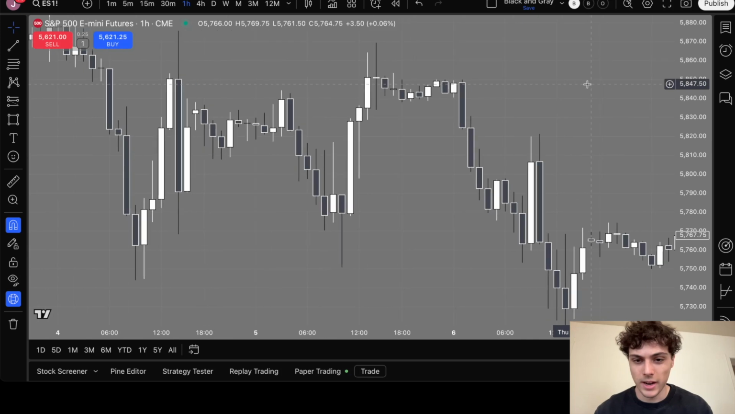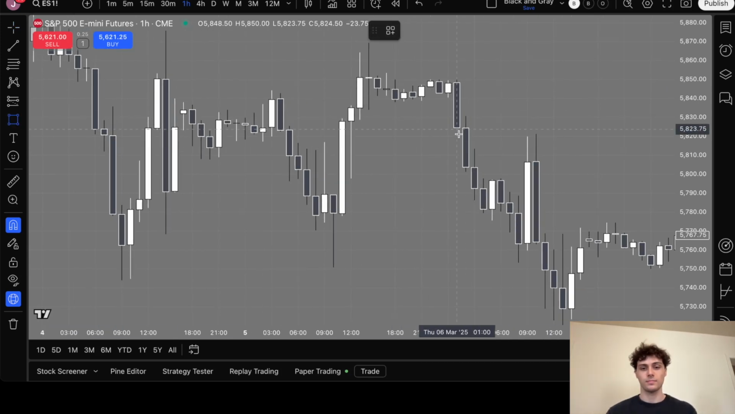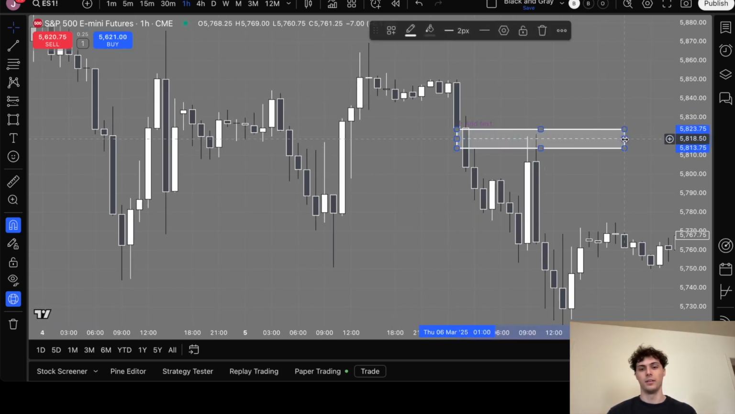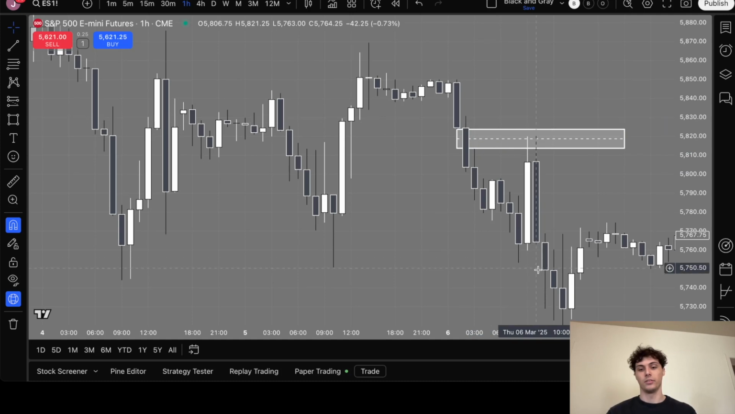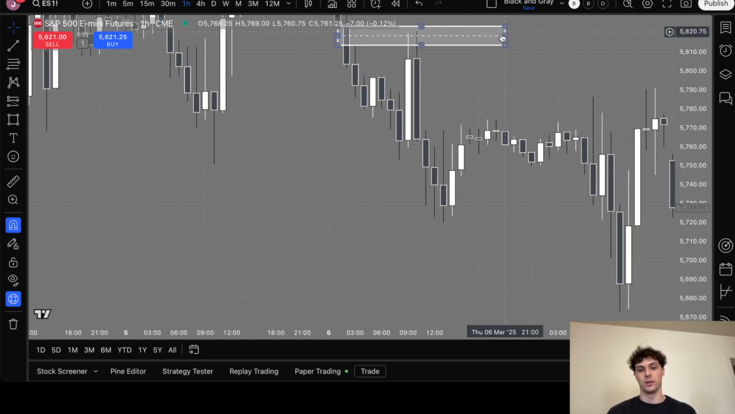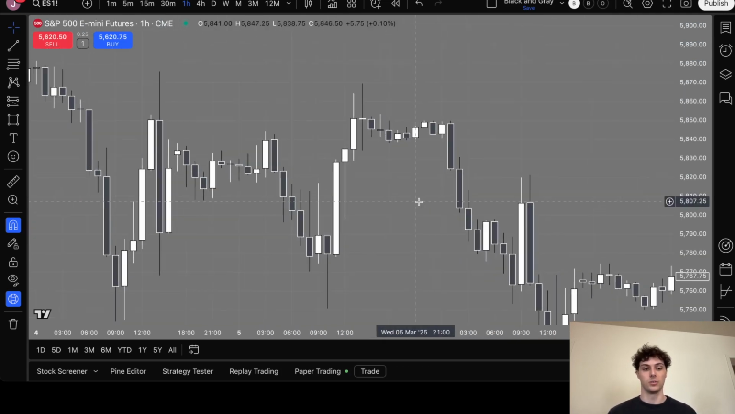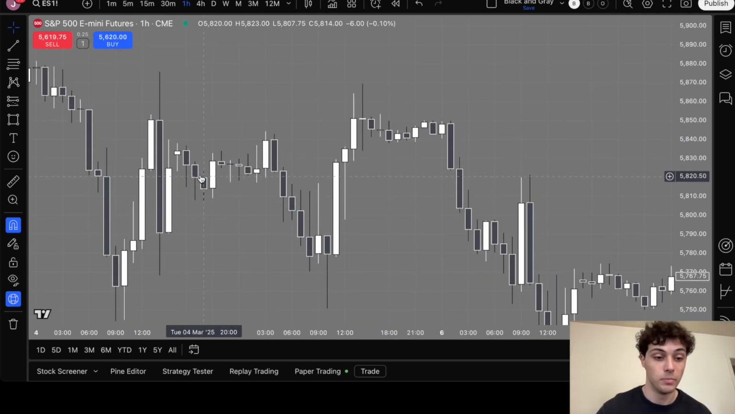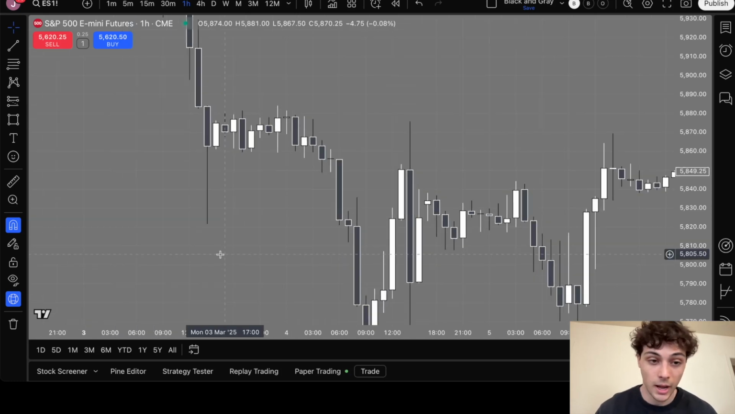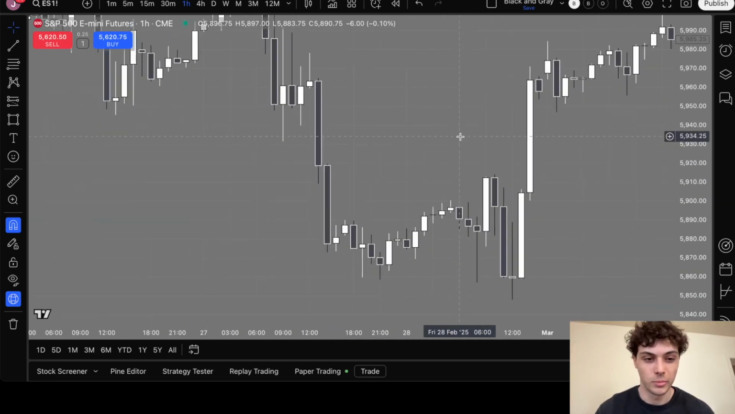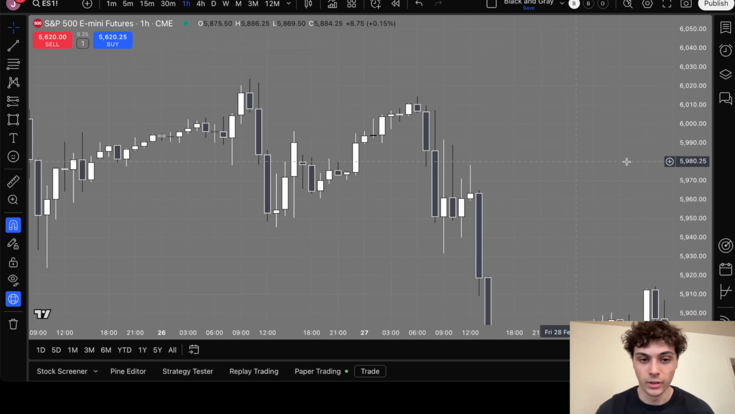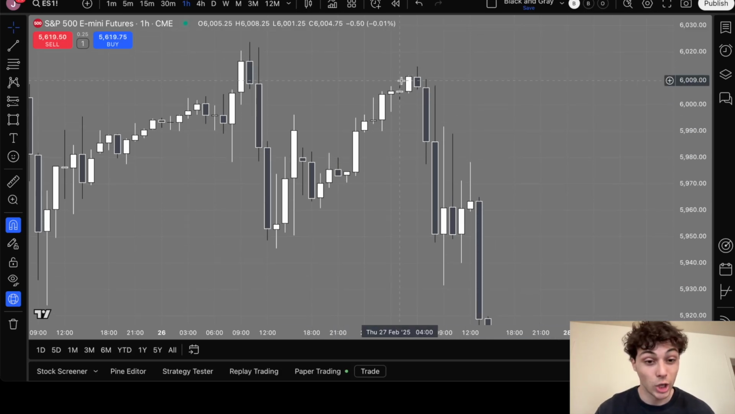What is right here? Fair value gap. Price goes in it, price goes down, keeps going lower. It's very, very self-explanatory. I've shown you, here, I'll show another example just to make it really easy for people that are struggling.